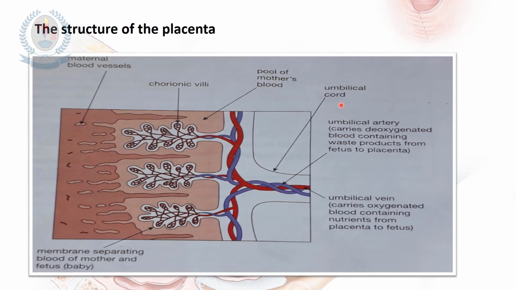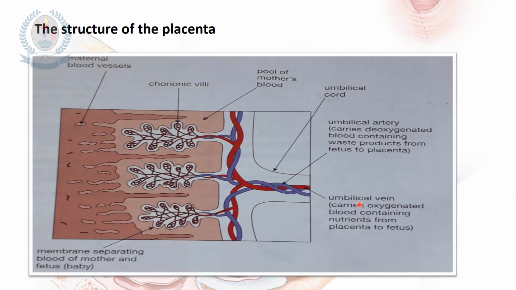So how it happens: when the mother's blood contains high concentrations of oxygen and nutrition, they diffuse into the umbilical vein according to the concentration gradients, and eventually the fetus can have them.